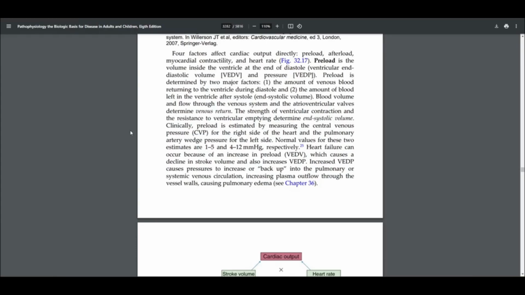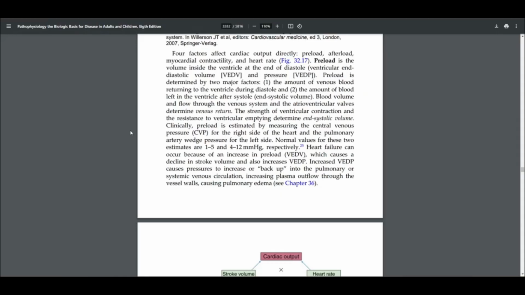Your blood volume and flow through the venous system and the atrioventricular valves determine venous return. The strength of ventricular contraction and the resistance to ventricular emptying determine end systolic volume. Clinically, preload is estimated by measuring the central venous pressure, or CVP, for the right side of the heart and the pulmonary artery wedge pressure for the left side.